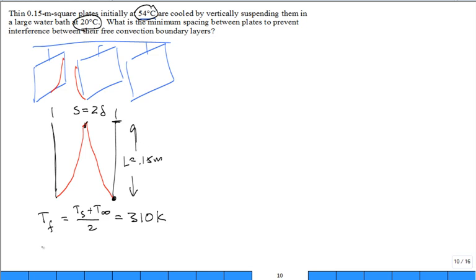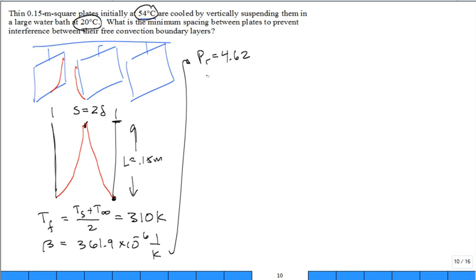We then can go and get from our table A6 properties like beta. It's 361.9 times 10 to the minus 6 inverse Kelvin. That's probably the hardest one for people to find, because you're used to already going into a table and getting the Prandtl number, 4.62, going and getting a thermal conductivity, 0.628 watts per meter degree C, going and getting viscosity, density, you can calculate the kinematic viscosity, etc. We get all our properties.